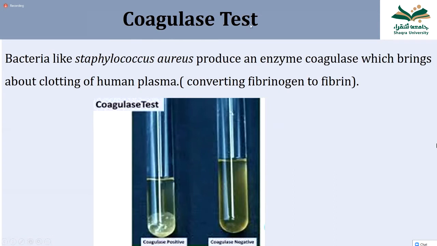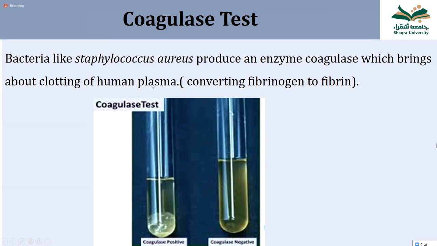Another test is the coagulase test. The coagulase test is done only for Staphylococcus. We take human plasma in 2 test tubes. If the coagulase test is positive, after putting the bacteria in and waiting many hours, there is formation of a clot. If the clot is formed, it means coagulase is positive. Can you see the clot at the bottom of the tube? Yes. So this is coagulase positive. If there is no clot formation by the bacteria, it is coagulase negative.